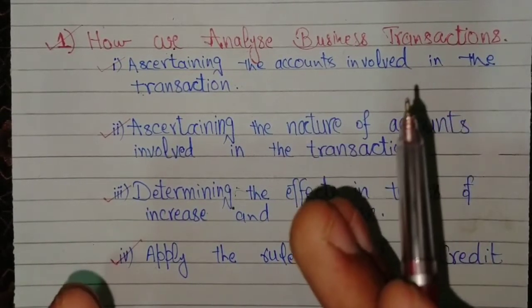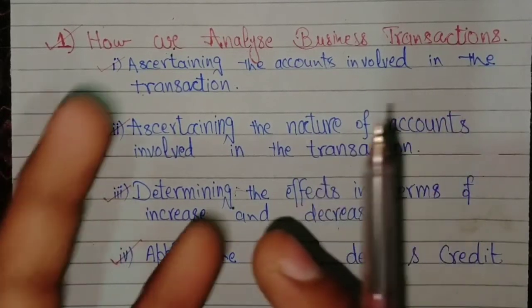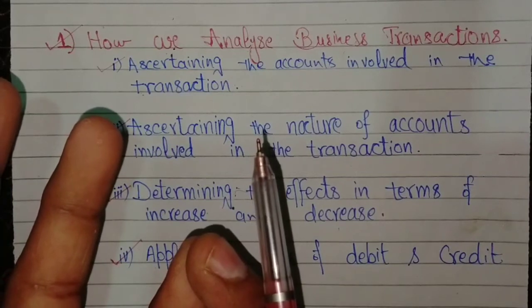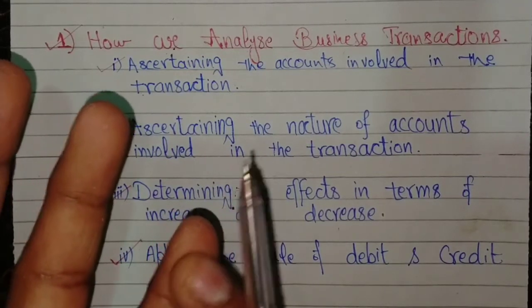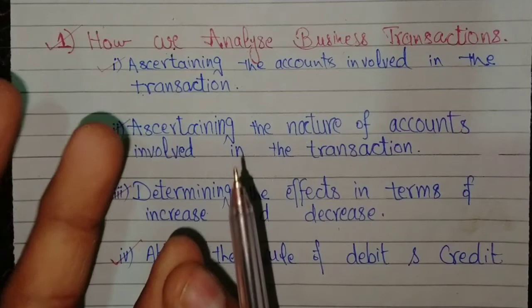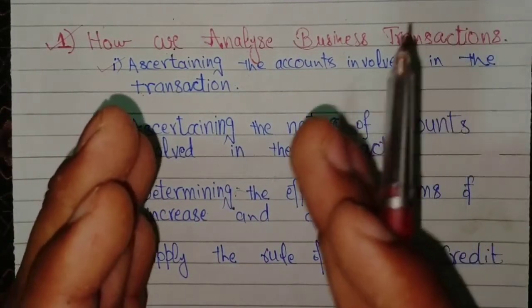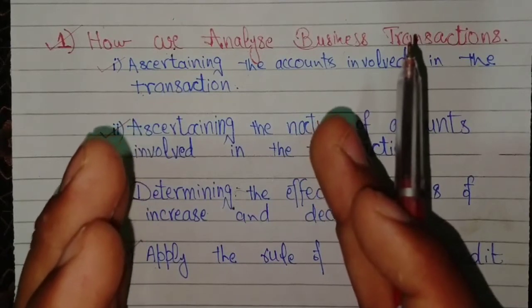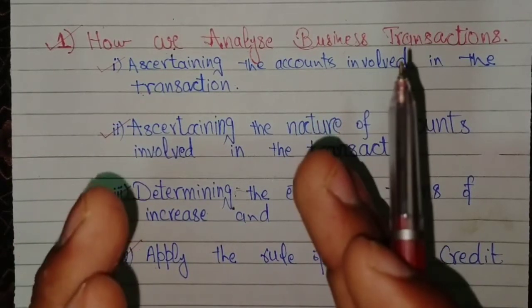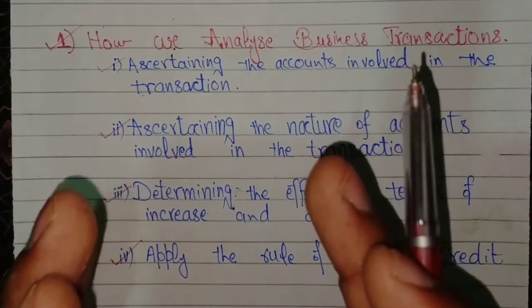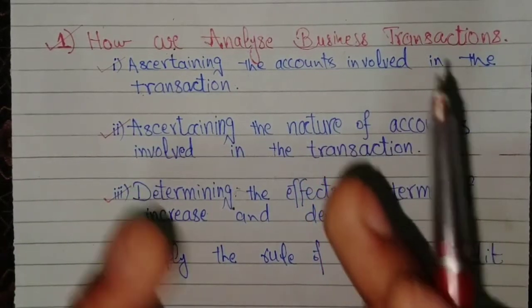In step 2, in our example, cash account would be debited because when cash asset increases, its account is debited. The other account involved is John's capital, which would be credited because when capital increases, its account is credited.